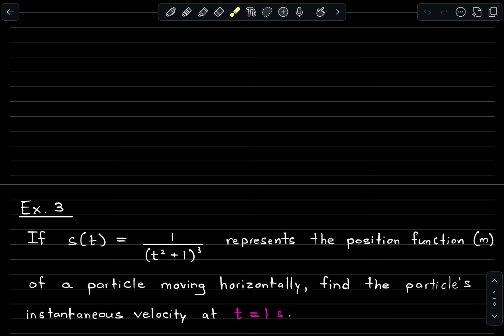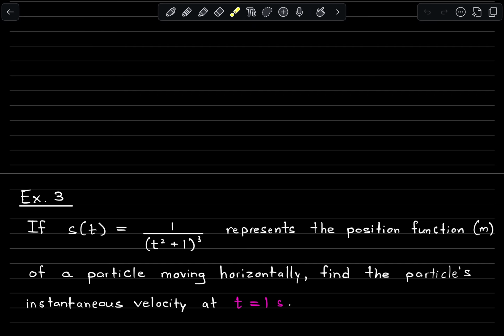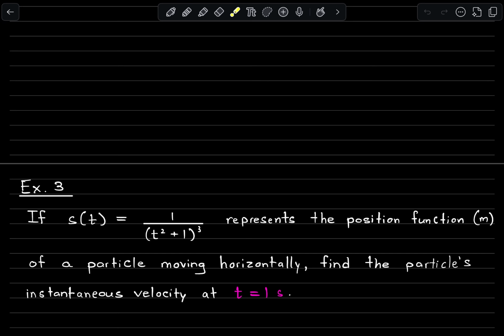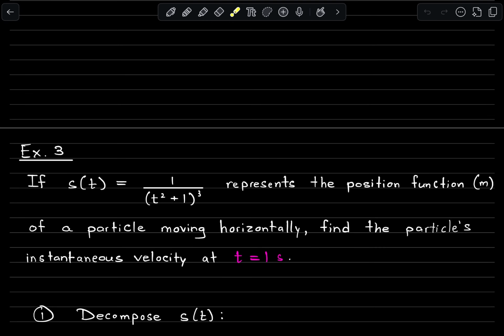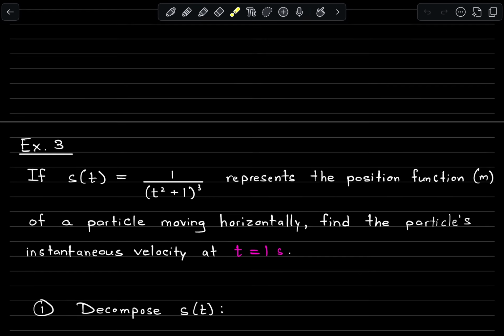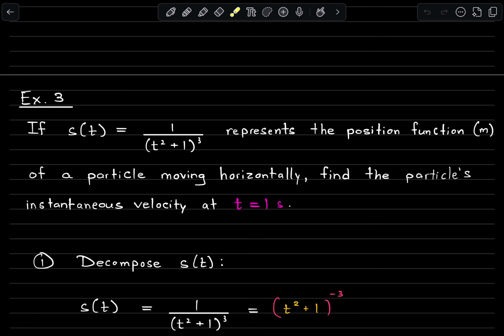So this one says, if the function s of t is equal to 1 over (t squared plus 1) cubed represents the position function in meters of a particle moving horizontally, find the particle's instantaneous velocity at t equals 1 second. Okay. So to start off, we can decompose this function s of t. All right, so we just need to find its derivative and then evaluate this at t equals 1.